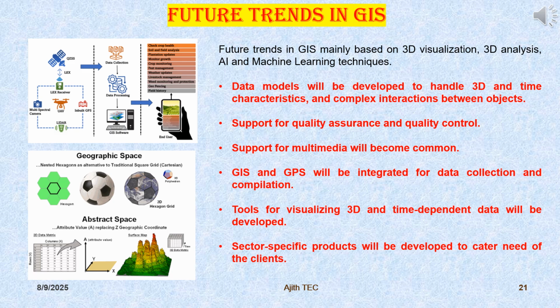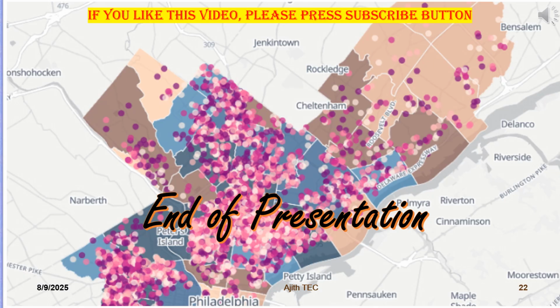Future trends in GIS mainly based on 3D visualization, 3D analysis, AI and machine learning techniques. Data models will be developed to handle 3D and time characteristics, and complex interactions between objects. Support for quality assurance and quality control. Support for multimedia will become common. GIS and GPS will be integrated for data collection and compilation. Tools for visualizing 3D and time-dependent data will be developed. Sector-specific products will be developed to cater to the needs of the clients. This is the end of the presentation.